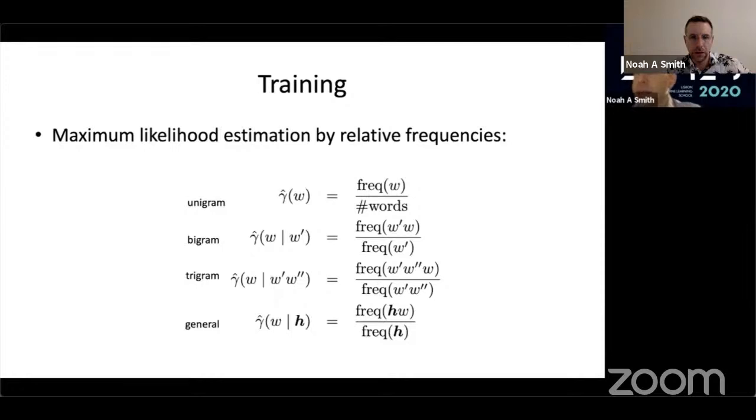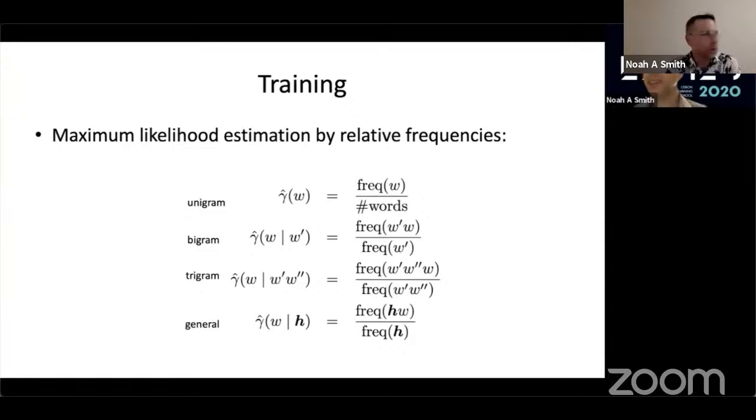This is really important because people sometimes think about probabilities and have this intuition that probabilities are proportional to frequencies, and then you relativize them or divide by something so they sum to 1. The key thing to remember is that what sums to 1 is all the words given a history. So you divide by the frequency of the history, not the frequency of all possible n-grams. For example, looking at the third line, the trigram, you're actually dividing by the frequency of the bigram history, w', w''.